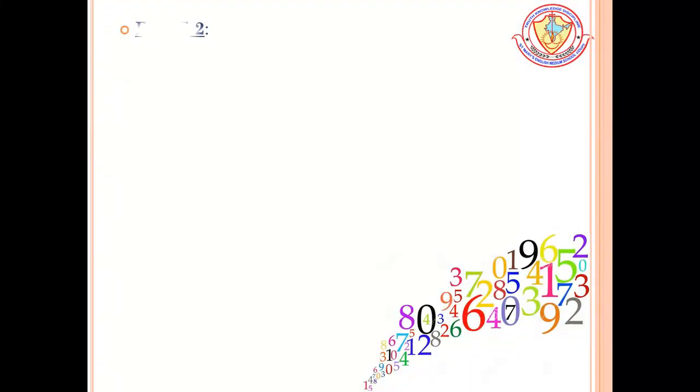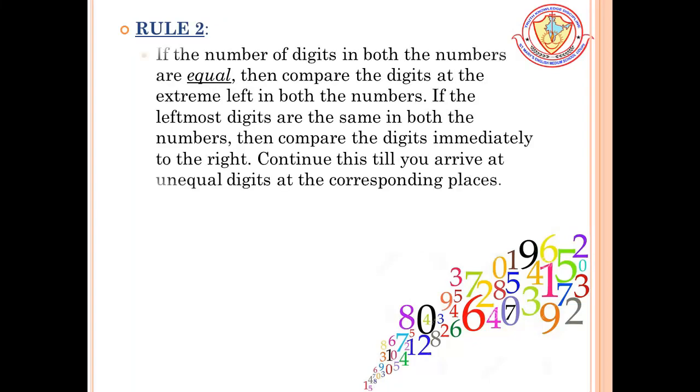Now we will see rule number 2. Here you have to compare the number of digits. If the number of digits in both the numbers are equal, then you have to compare the leftmost digit of the number. If that is equal, then you have to move to the immediate right of the digit. If that is also equal, then you have to continue this procedure till you get the unequal digits. Whenever you get the unequal digits, whichever number is having the greatest digit is the biggest number.